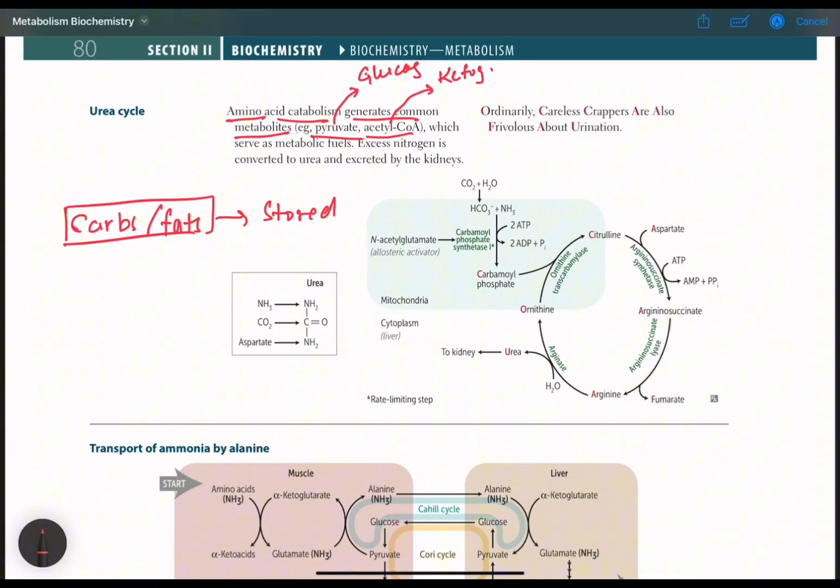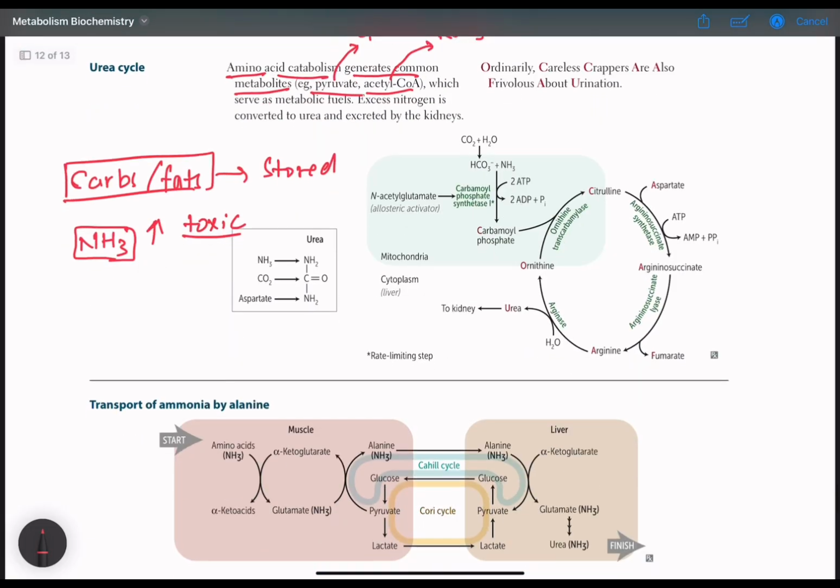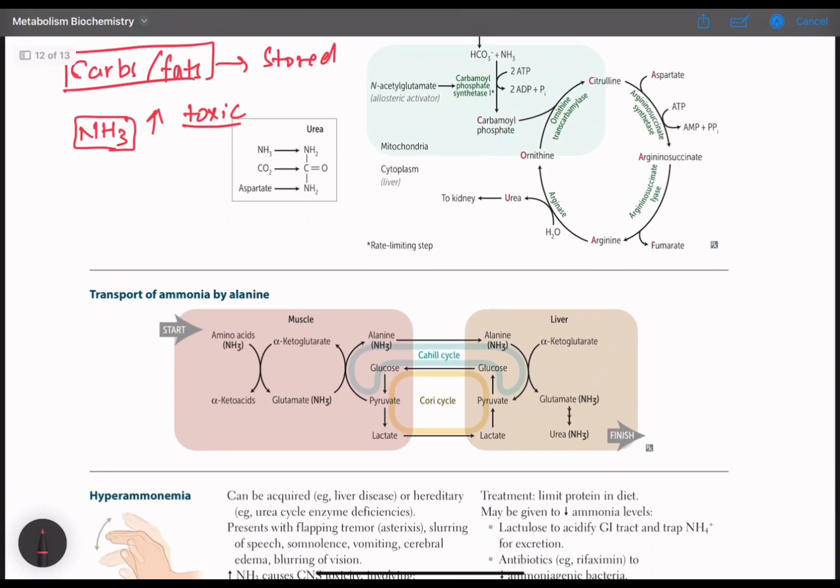During catabolism, those amino acids which are not required in our body must be excreted because they yield ammonia, and increased ammonia is toxic to our body. So how does amino acid metabolism occur? So we have an amino acid. When an amino acid loses its amino group or ammonia, it is converted into an alpha keto acid.